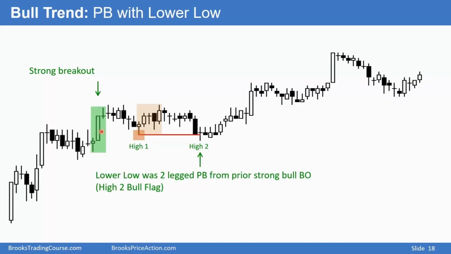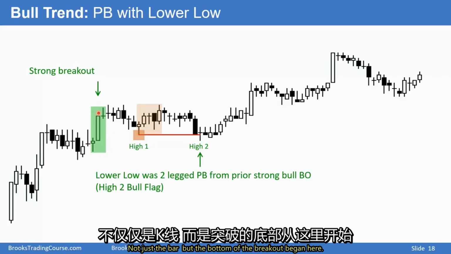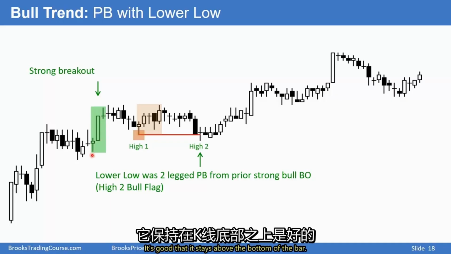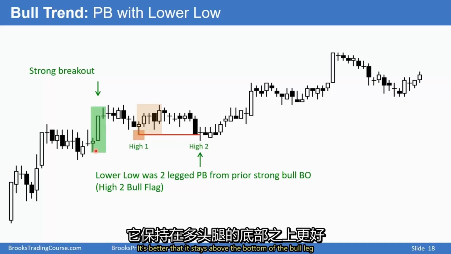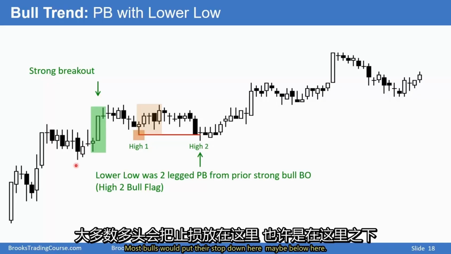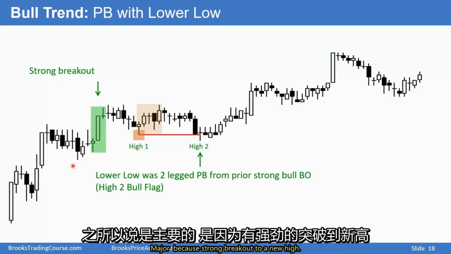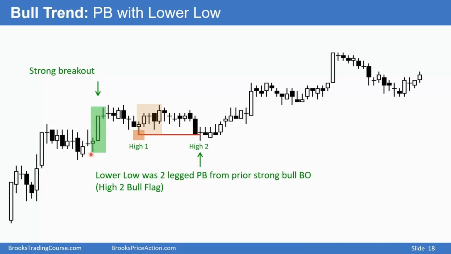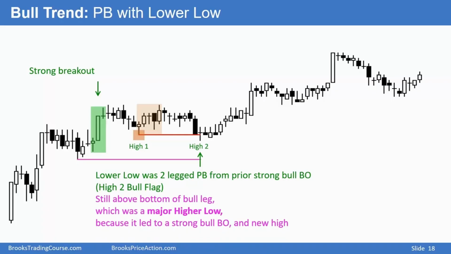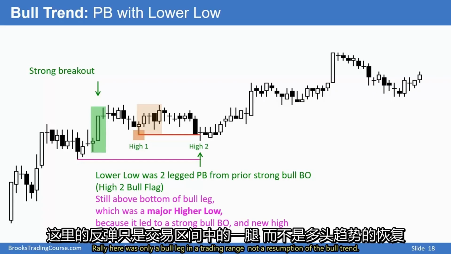Still above the bottom of the major higher low, the bottom of this bull breakout. Not just the bar, but the bottom of the breakout began here. It's good that it stays above the bottom of the bar. It's better that it stays above the bottom of the bull leg, and it's better that it stays above the bottom of the entire swing. Most bulls would put their stop down here, maybe below here. Major because strong breakout to a new high.